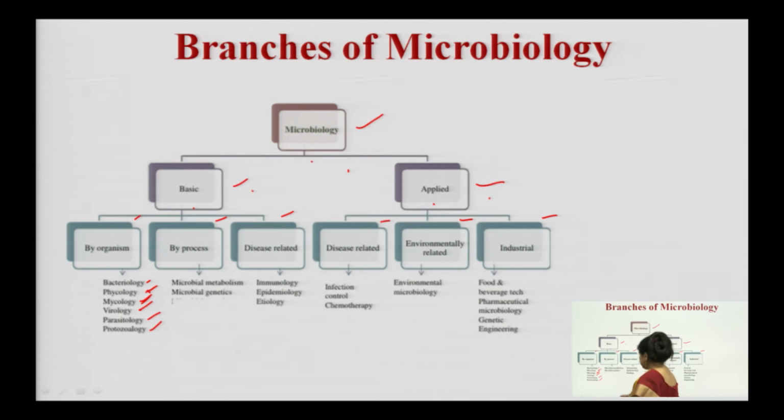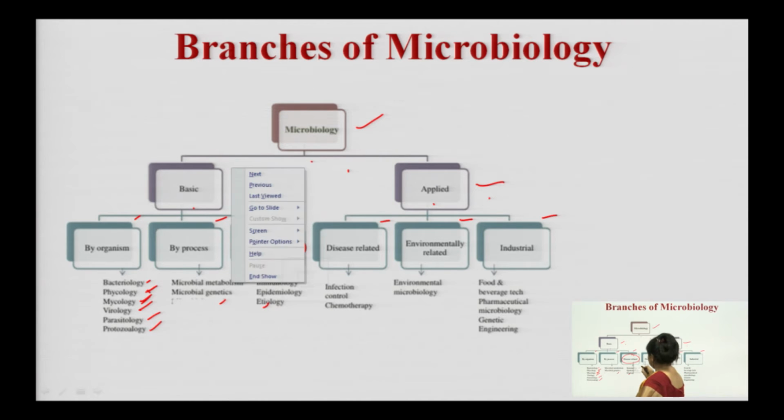On the basis of process, microbiology is categorized into microbial metabolism and microbial genetics. In the metabolism branch we study the metabolic processes and the parameters considered under the metabolism of microbes, and under microbial genetics the main focus is on the genetics part. Then there is disease related microbiology, the main branch which mainly deals with our pharmaceutical field.